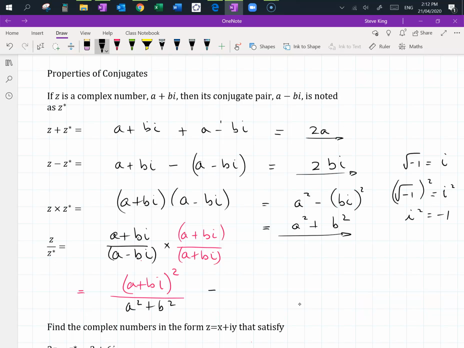And so the quotient of a number and its conjugate is going to be a squared minus b squared plus 2abi, and I write it like that because this gives me the real part and that gives me the imaginary part, divided by a squared plus b squared.